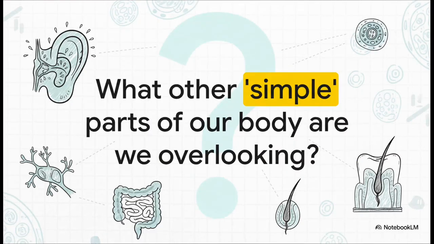So, as you can see, the ear canal is not a passive tube at all. It's a dynamic, active, self-maintaining organ. Which kind of leaves you with a final thought, doesn't it? If something that looks this simple has such a complex, active system going on inside, what other supposedly simple parts of our body are we totally overlooking?